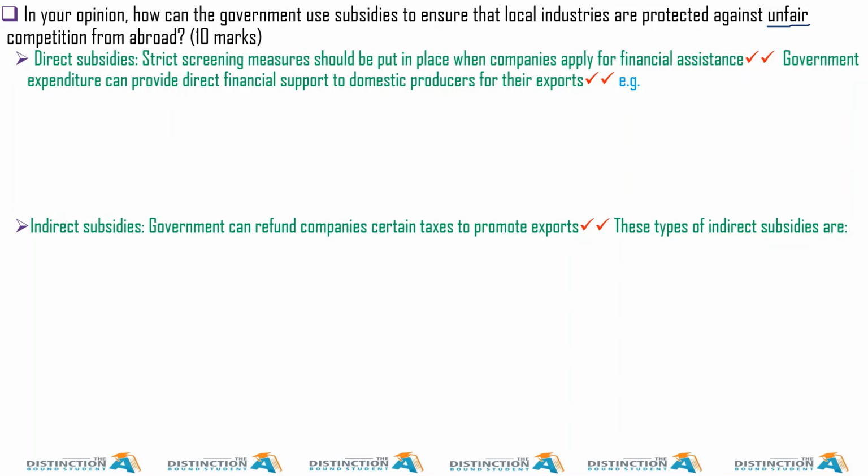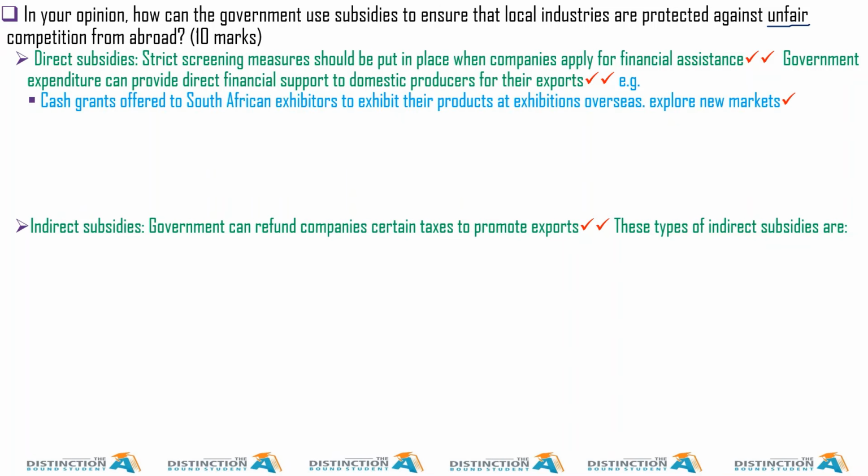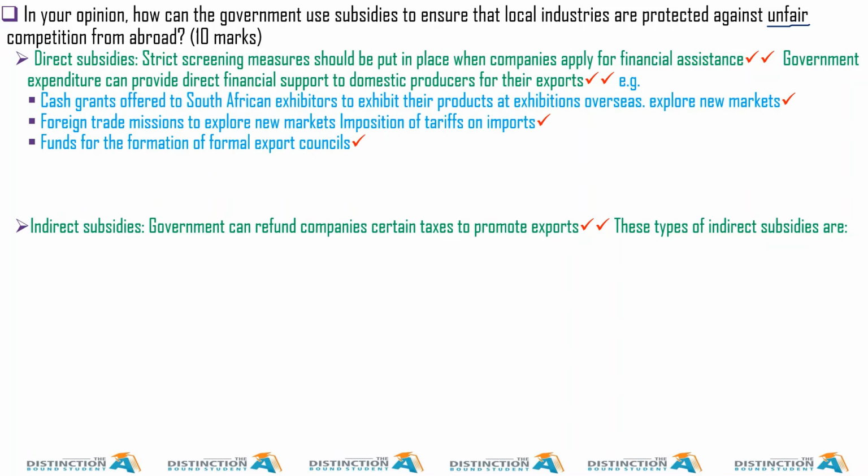So let's say government subsidizes the production of shoes. That means shoes will be cheaper in South Africa when we buy them. Okay, so that will make me buy South African shoes instead of importing them, because the subsidy has made them cheaper. So this question here just wants you to discuss what the government can do.